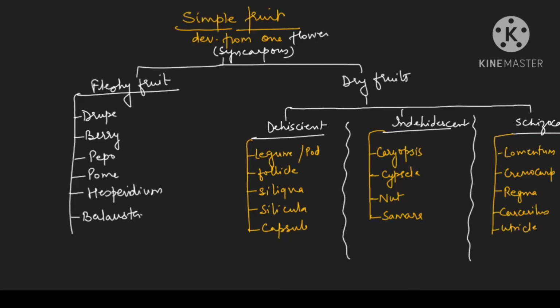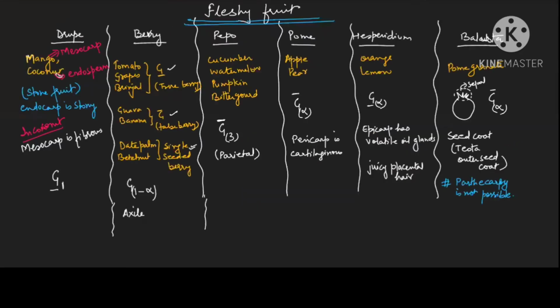Now we'll be studying fleshy fruits in detail. See, this is the table made for the fleshy fruit to make you learn easily. There is the drupe, berry, pepo, pome, hesperidium, and balausta. These are the examples which you should remember. In the drupe fruit, two examples are there, mango and coconut.